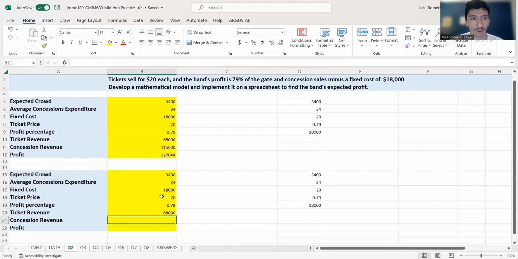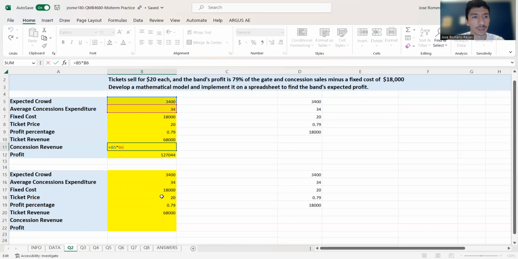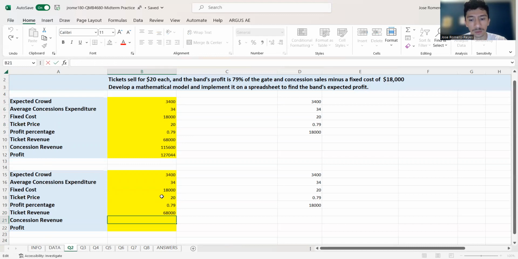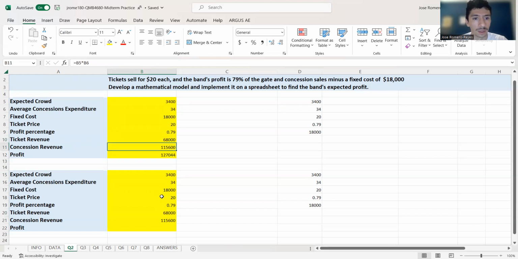And now for the concession revenue, it's a similar thing. We use the expected crowd and also the average expenditure for the concessions because it's the concession section. So we just do equals expected crowd times that.